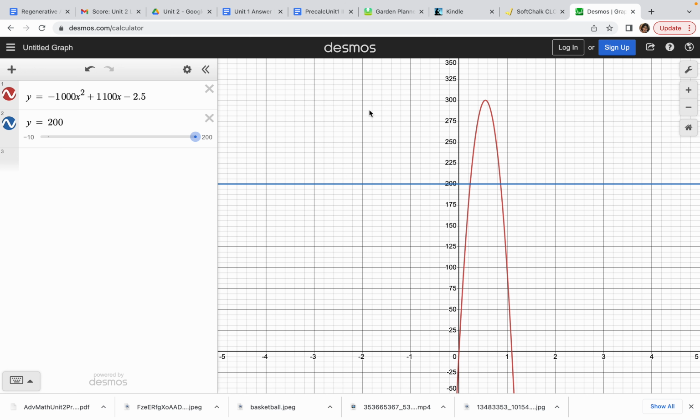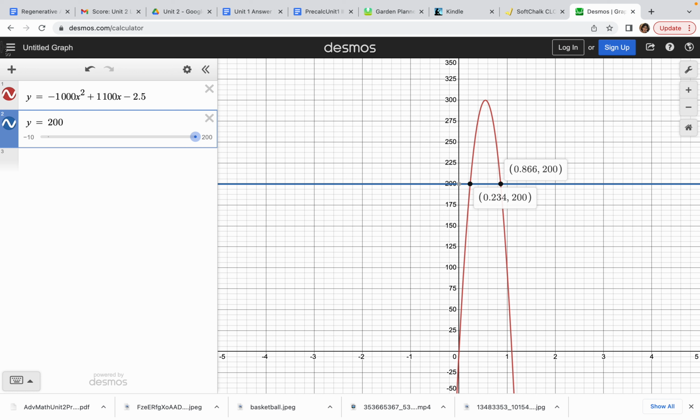Now, the question said the most it could sell. So we have these two places where this overlaps, right? We have when x is 0.234, we hit 200, and when x is 0.866. And remember, these were the x values for the price of the bagel. So the most we can charge to make at least 200 is 0.866.